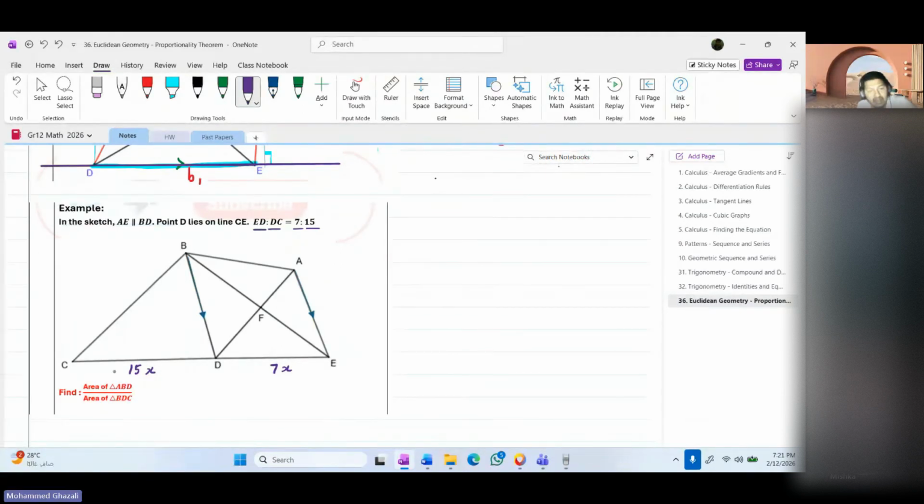Now we want the area of triangle ABD. Area of triangle ABD, this is 1, over the area of triangle BDC. BDC. All right. Are we good?